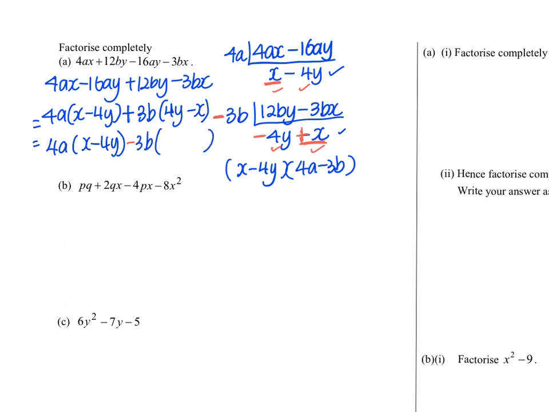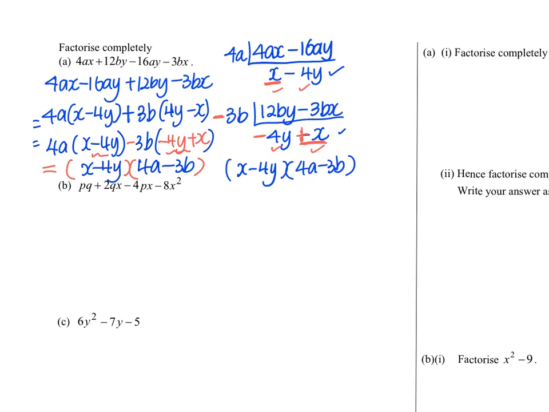And then the sign changes, it will be minus 4y plus x. But these two are exactly the same. Then my last step is to write down the answer. This is being repeated, so we'll write it only one time, x minus 4y. And then if we cover these two, we'll be left with 4a minus 3b. Have you gotten the answer?